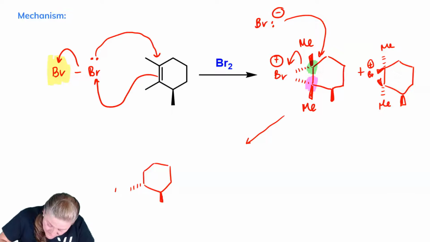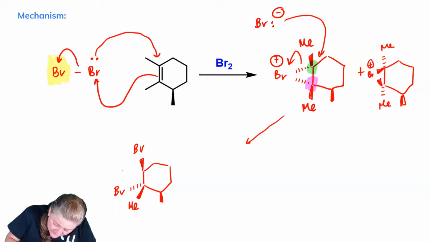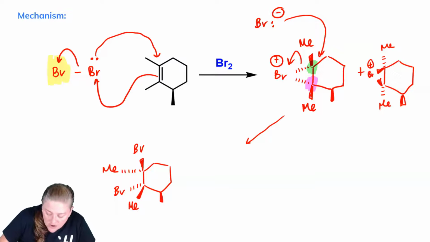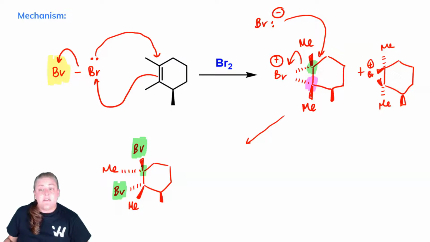Now I'm going to have the Br up like this, the methyl pointed down like this, and the other bromine is going to be on the top face like so. And the methyl will be down like so. You'll notice here that the bromine atoms are added on opposite faces of each other because the 3-membered ring was pointed up, and therefore the nucleophile is going to approach from the opposite side.